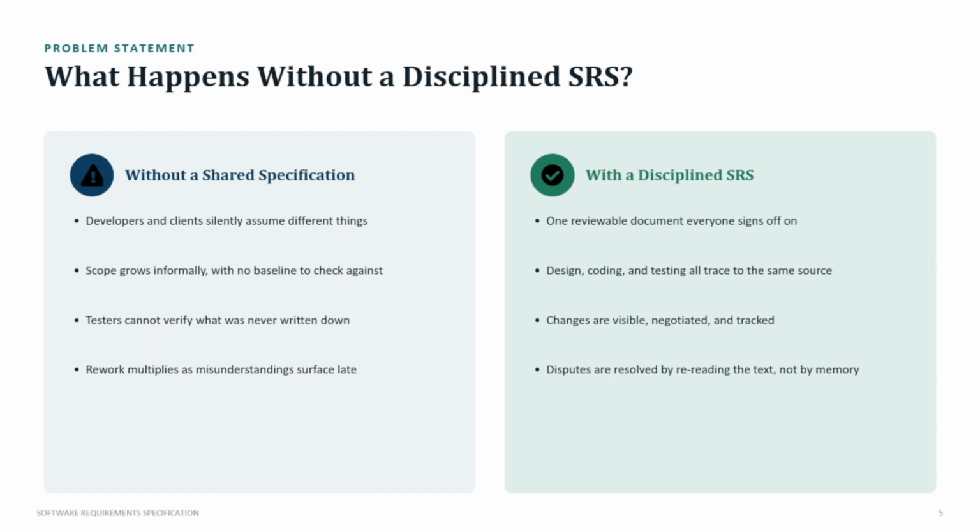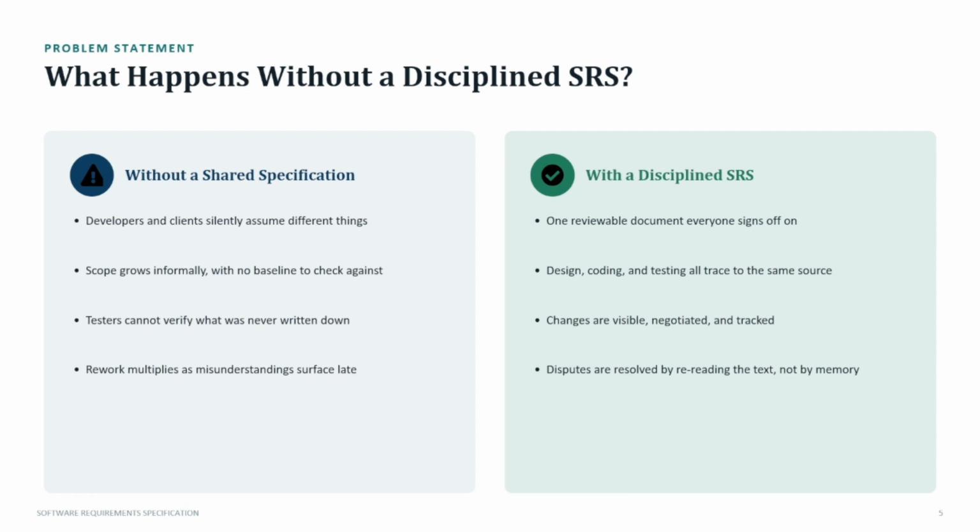Then rework multiplies as misunderstandings surface. There will be a lot of rework. When you do rework, there is wastage of money, wastage of time, and wastage of labor, right? Because the thing that could be done once with a proper SRS has to be done multiple times without it, and with that you need to rework multiple times.